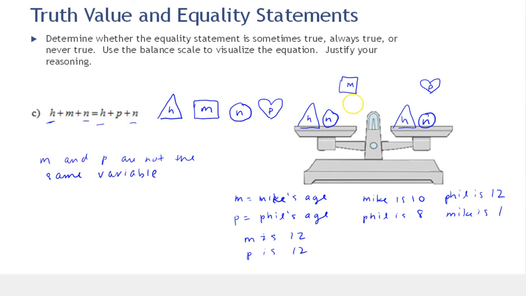So we're going to say that this equation is sometimes true. It's possible that this side is greater than the right side. It's also possible, like we saw, that the right-hand side is greater or heavier than the left-hand side. And it's possible that they are, in fact, equal. It's sometimes true, and specifically when M equals P. We used the example of Mike and Phil having the same age of 12. It could be 1 or 75. So this is conditionally true, sometimes true.